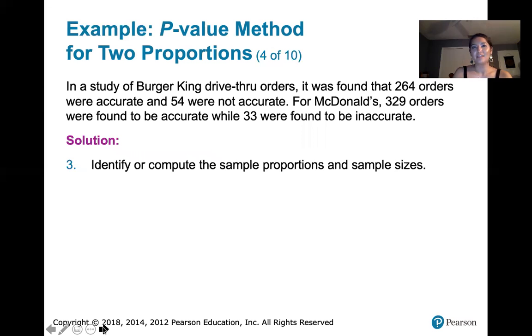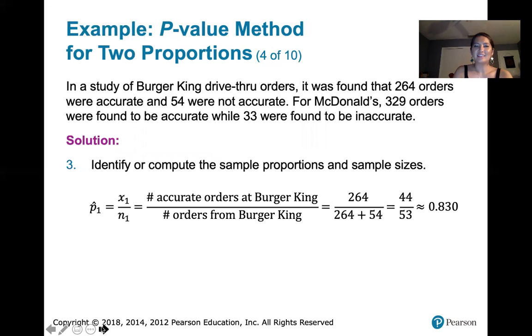You have to be really careful on this problem. A lot of students will assume that with the Burger King drive-through orders, the smaller number between these two numbers is your X and the larger number is your N. So they might say that X1 is 54 and N1 is 264, but that's not exactly right. X1 is the number of accurate orders at Burger King, and the sample size from Burger King is the number of orders from Burger King.